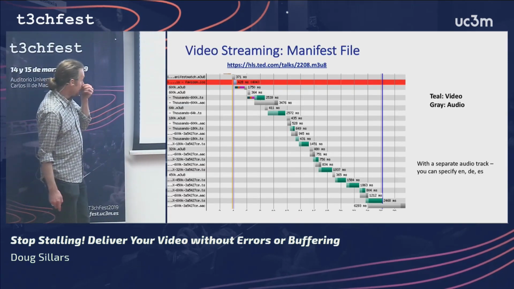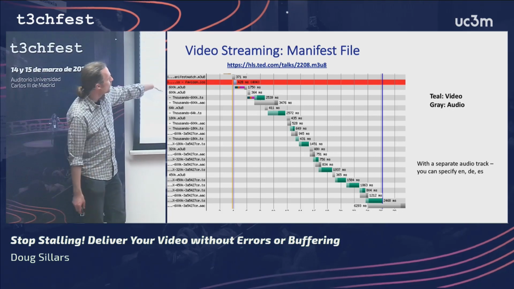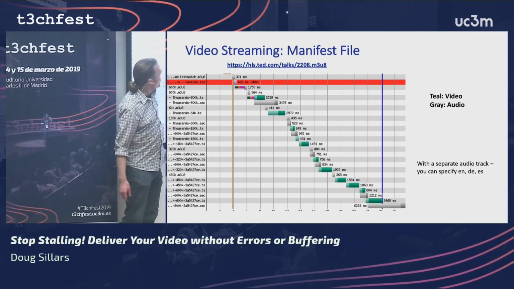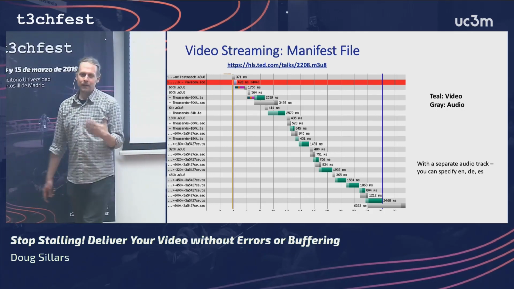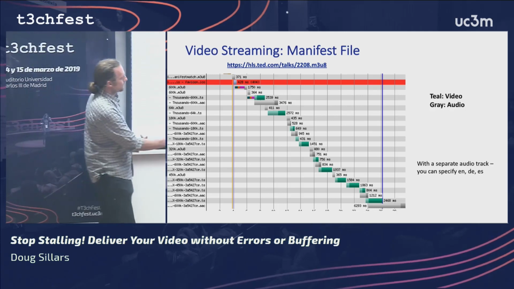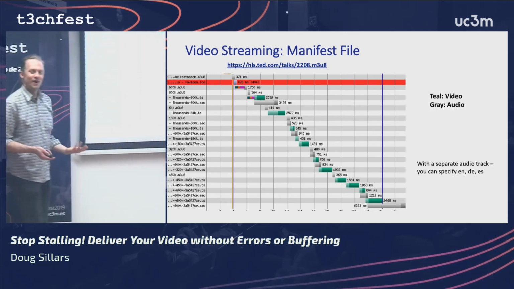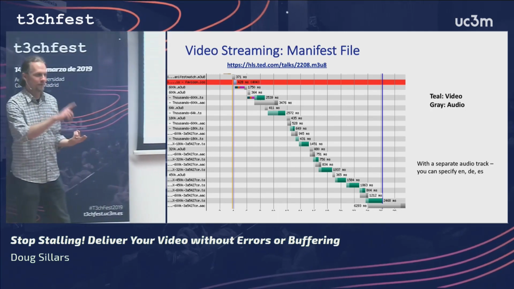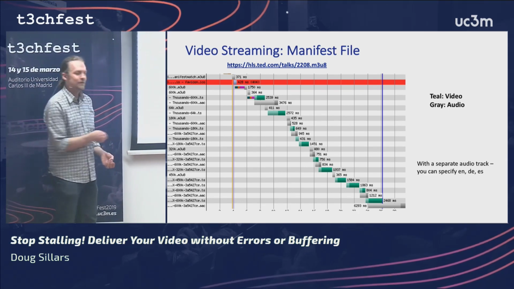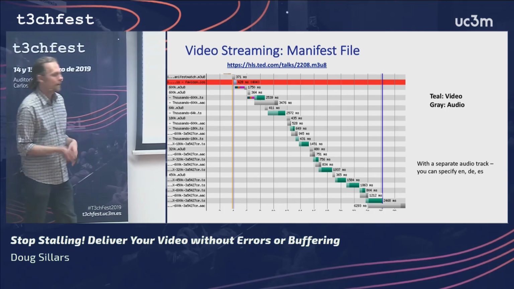Okay, so when you have a manifest file, in this case, this is again the TED Talk. What's really cool here is the video is all in green and the audio is in gray. And what's cool about that is if you separate out the audio tracks, what if you have different dubbings? You can specify which audio track to play. So you can play it in Spanish, German, or English without changing the video at all. You can just swap out the audio track.